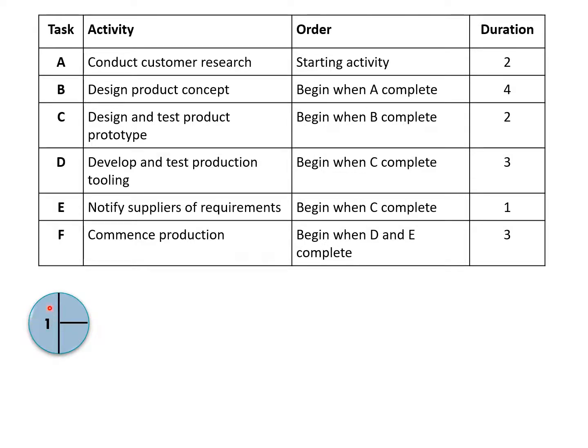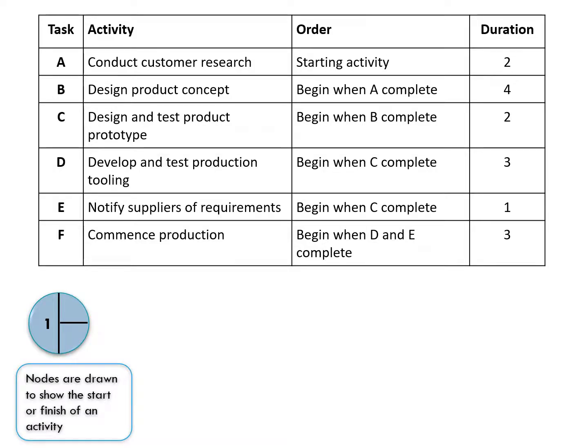So I'm going to label this node 1. These boxes here, don't worry too much about at the moment. We'll come on to those a bit later. So this is a particular point in time, and it means the start of my project, so stage 1. We then add our activities. So the first activity that I'm going to begin with is the customer research. And we indicate an activity taking place by drawing a line. The line represents the activity taking place. And I label it on top as A. This is task A, conducting the customer research. And underneath, I write the duration of that particular task.